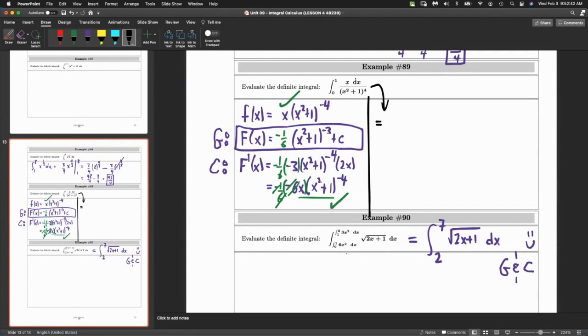We would have the antiderivative of this, which is right here, -1/6 times x squared plus 1 to the -3. Sorry, there's a lag on my stylus again. From 0 to 1. And at that point, I think you're ready to go with the answer.